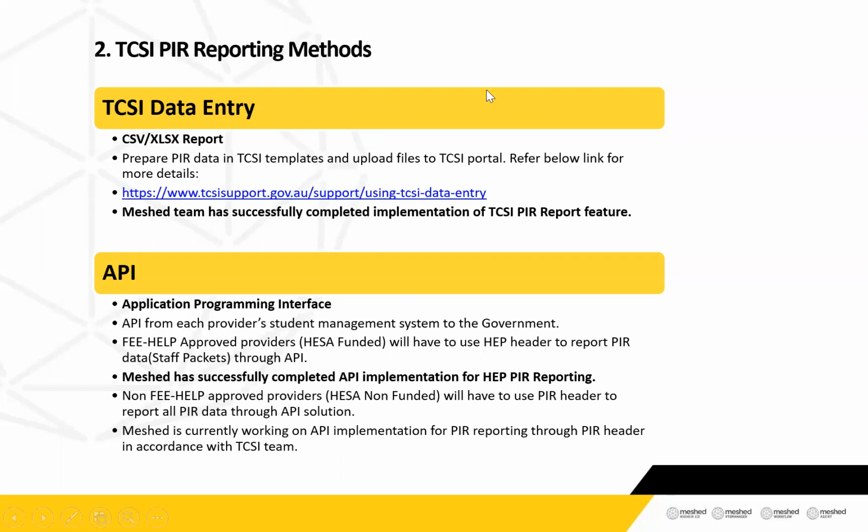Now, for the providers who are not FEE-HELP approved, who are HESA non-funded, APIs are not available yet in TCSI production, and hence we are waiting for TCSI confirmation. Once we receive that confirmation, we can make those APIs available for HESA non-funded providers as well. For the time being, for HESA non-funded, the recommended method is TCSI data entry.